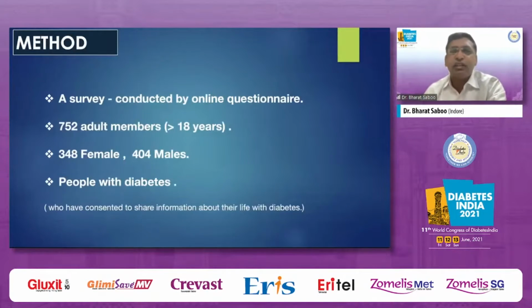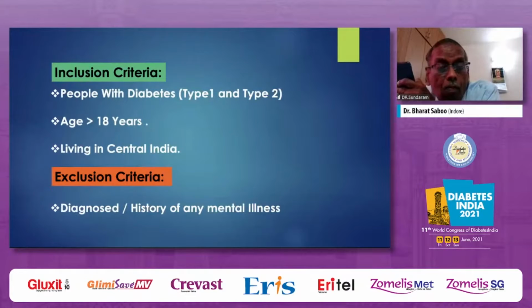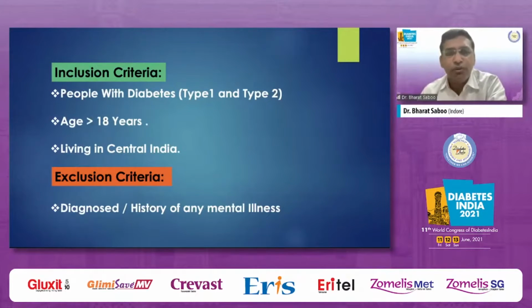So the method was very simple. It was a survey conducted by online questionnaire. 750 odd adults were enrolled in this. They were all adults more than 18 years of age, 340 odd females, 400 odd males, and they were all people with diabetes who consented to share their information about their life and diabetes with us. Now, the inclusion criteria were very simple. They should have diabetes, either type 1 or type 2. They should be adults more than 18 years of age.